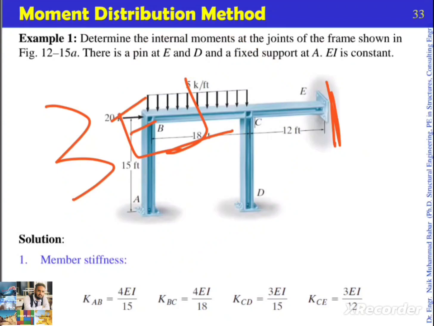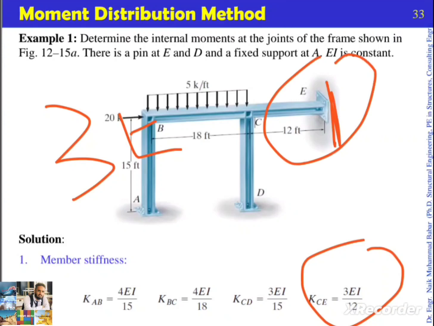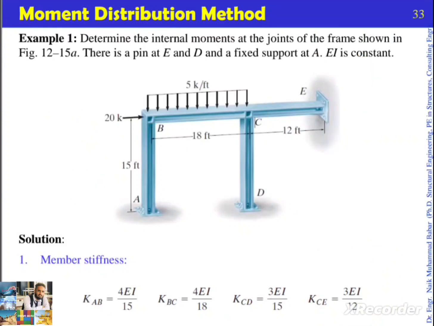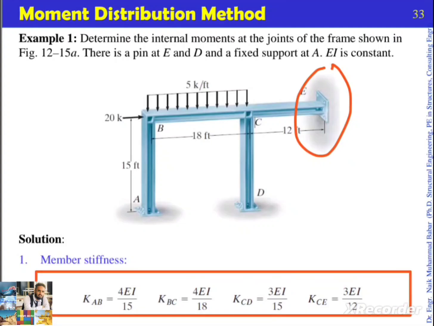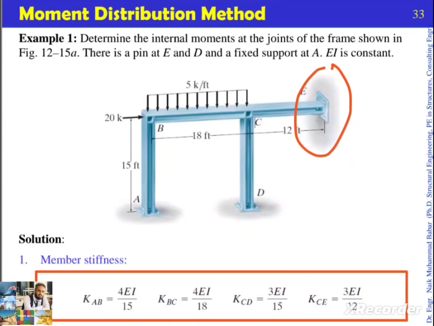So for KCD, instead of L we will put 12 feet. For KCE, we will put the respective span length, which is 15. Remember, when the far end is a hinge or roller, we will find the stiffness for one end. So in this way we calculate the stiffness for each span length.